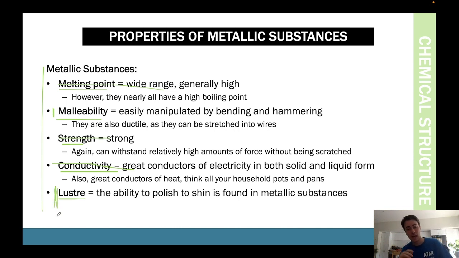So metals have these 2 really cool properties. Some metals can be quite brittle. You hit it and it smashes. But most metals are actually what we call malleable. And that's where we refer to metals being able to be hammered and bent.